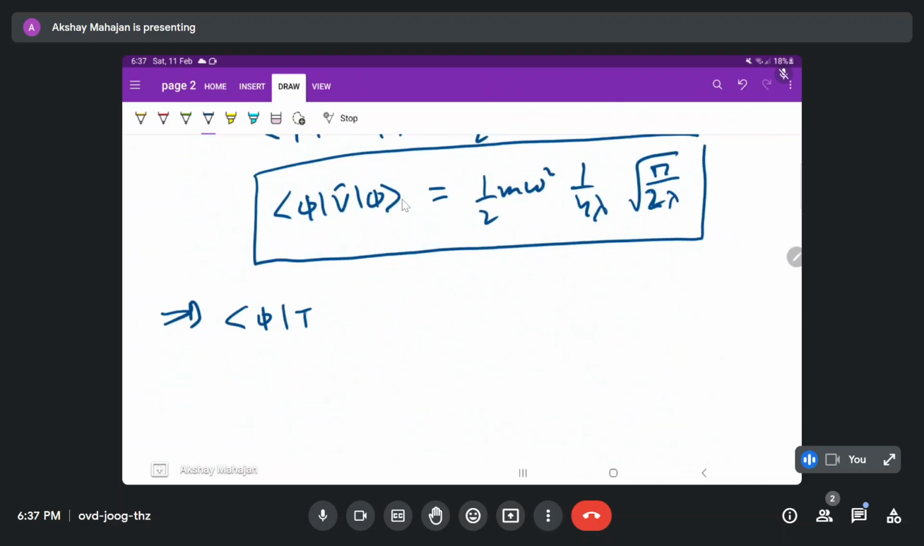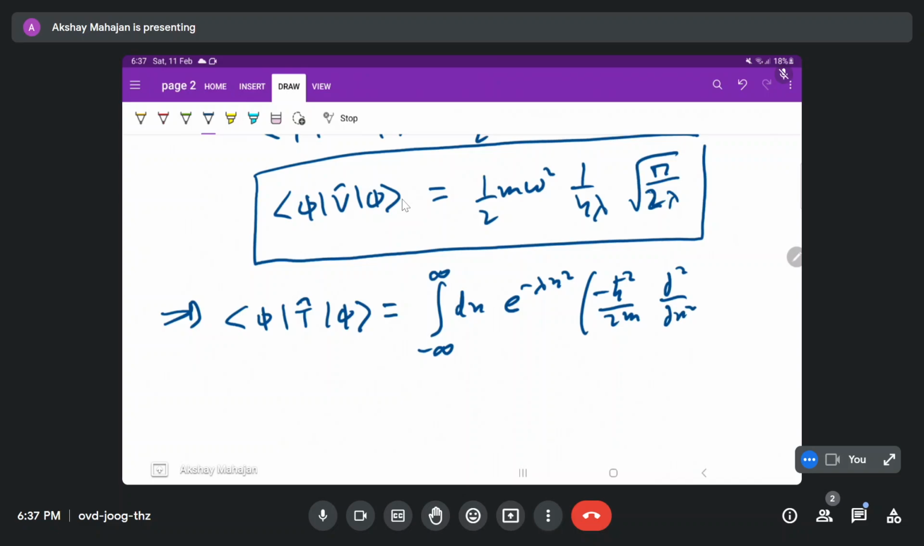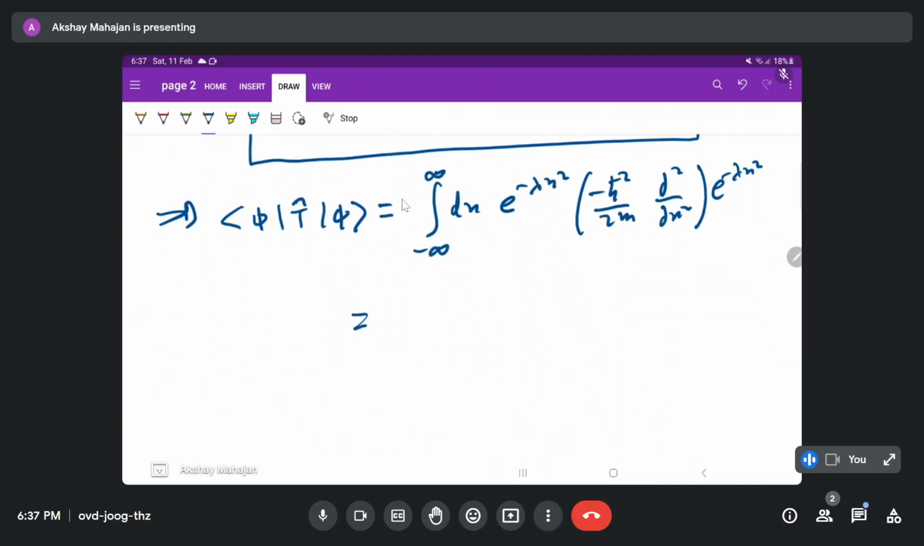Now our remaining term, which is our kinetic energy term. Find the kinetic energy term. This will be given by the integral from minus infinity of dx e to the minus lambda x square, times minus h bar square by 2m, del square by del x square of e to the minus lambda x square. Right. So what we will have here? We will have minus h bar square by 2m, integration from minus infinity to infinity dx.